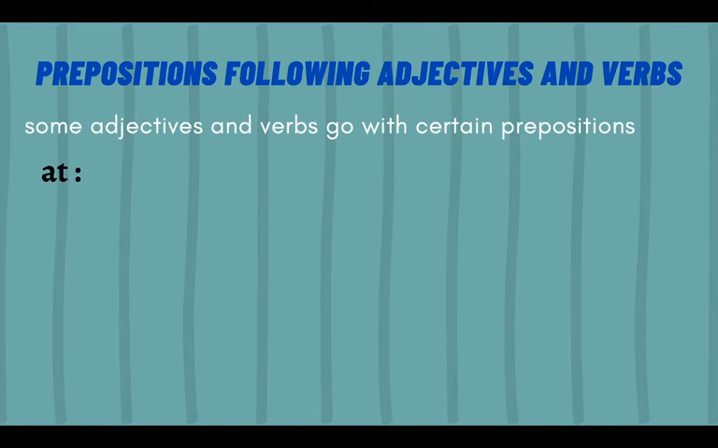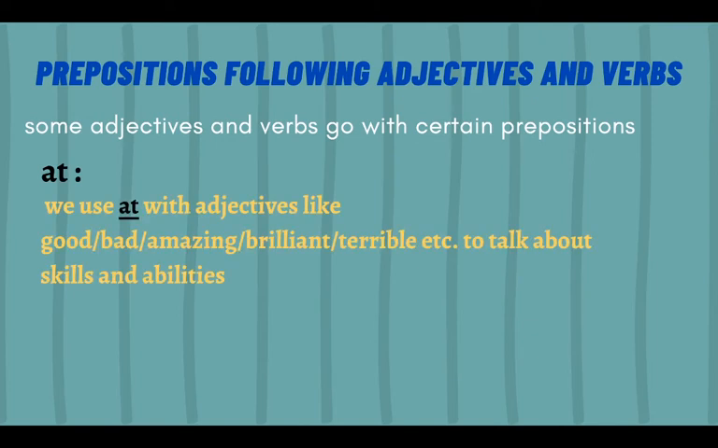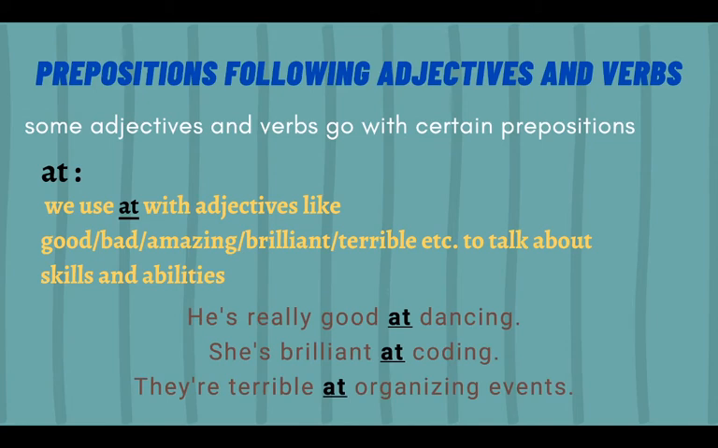Let's see. The first word is at. We use at with adjectives like good, bad, amazing, brilliant, terrible, etc., to talk about skills and abilities. Let's see some examples here. He's really good at dancing. She's brilliant at coding. They are terrible at organizing events.